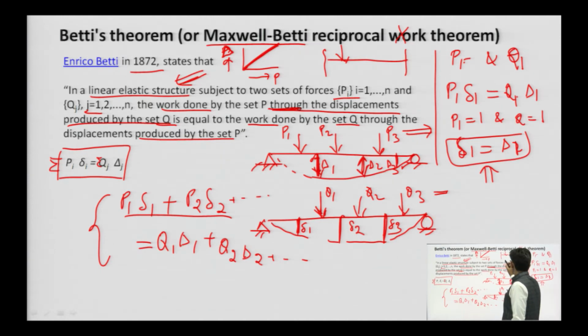If P is equal to 1 and Q is equal to 1, the displacement here is the same as the displacement here. So, Betty's theorem is a generalized form of Maxwell's reciprocal theorem, and it is also known as Maxwell-Betty's reciprocal theorem.